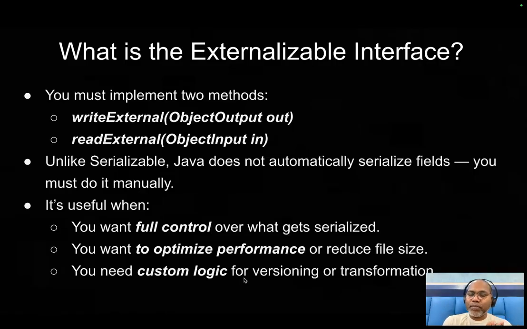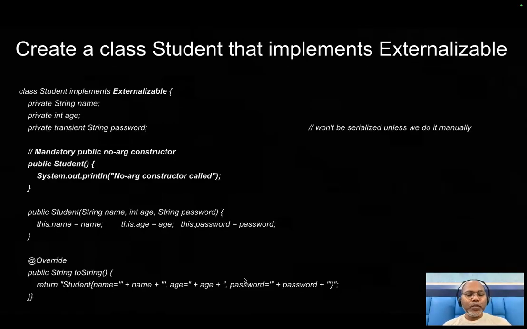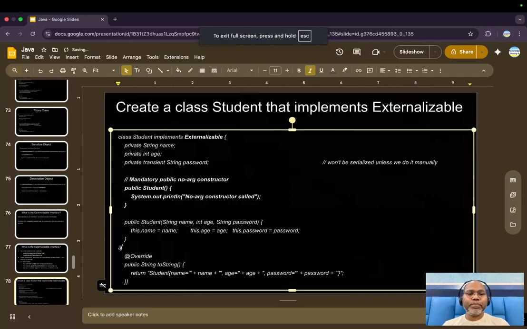Before, in the custom approach, we customized the default behavior of Java serialization. In the Externalizable interface, we are fully in control. We decide what to do in the serialization and deserialization process. Okay, so let's look at the example.